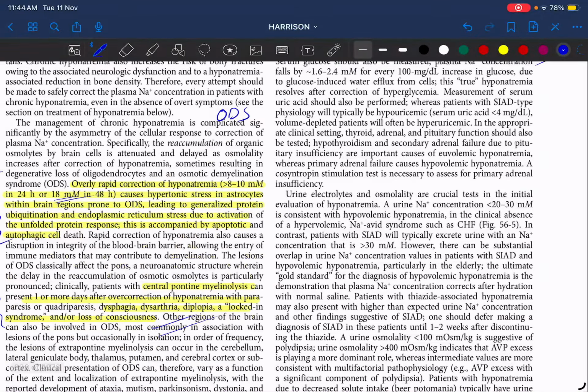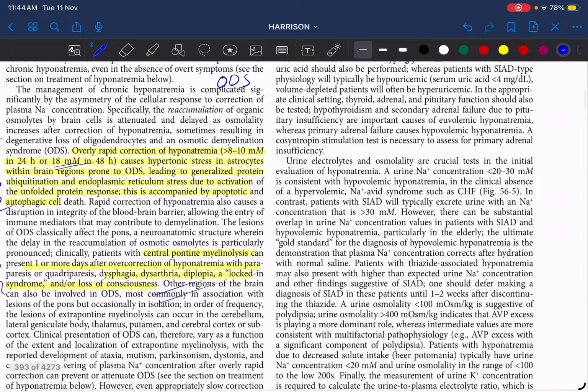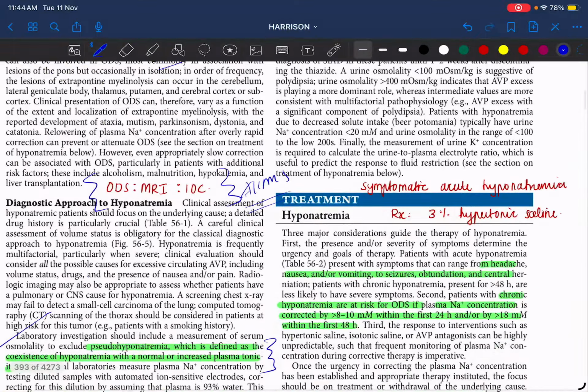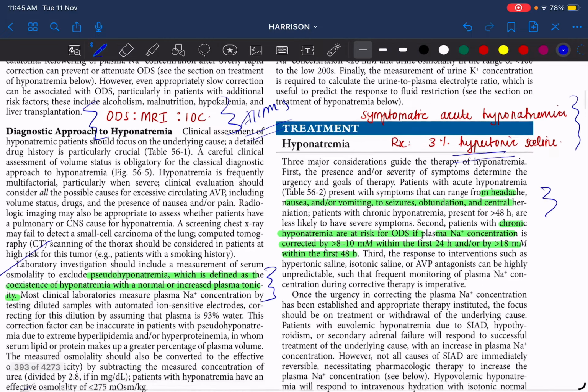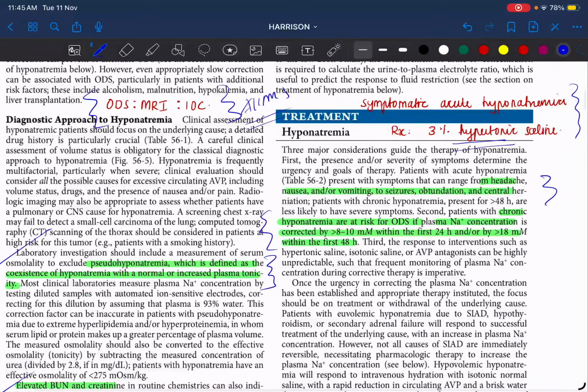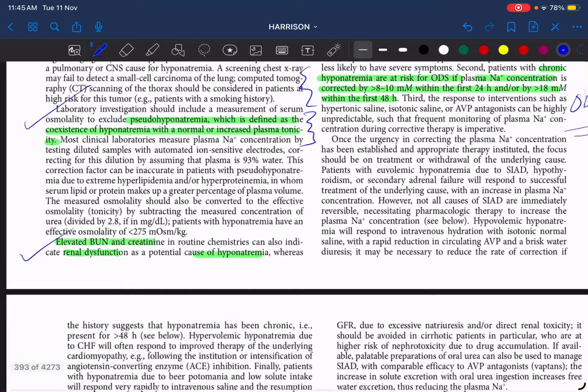Remember, salt or mineralocorticoid deficiency causes hypovolemic hyponatremia, whereas euvolemic hyponatremia is caused by glucocorticoid deficiency, and of course hypothyroidism also. When it comes to treatment of symptomatic acute hyponatremia, don't wait and watch, because the brain is going to get affected any time soon. So always treat with 3% hypertonic saline. Nausea, vomiting, seizures, central herniation, headache: the CNS is the first system to be affected in hyponatremia. As I told you, don't correct more than 8 to 10 within the first 24 hours or more than 18 within the first 48 hours, because it leads to ODS.